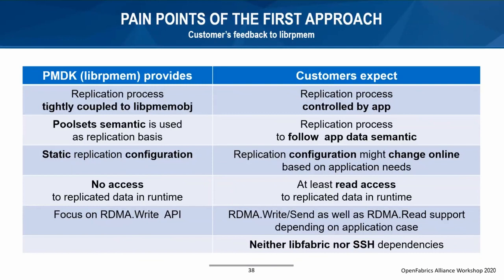And also, there was a limitation that we are not able to use anything other than the RDMA write and read API for the application. And that was a big complaint, because the application would like to share the same RDMA connection for reading and writing, but also for a sending and receiving channel for bookkeeping. And finally, we were asked not to use libfabric and SSH in our solution. And based on this feedback, please next slide.